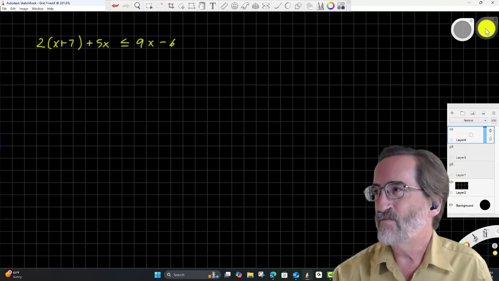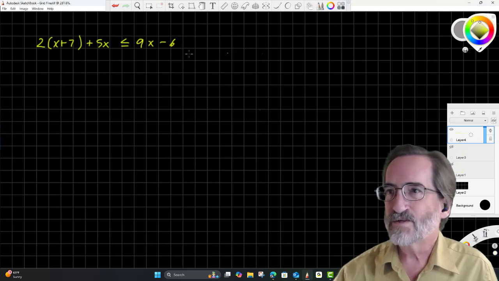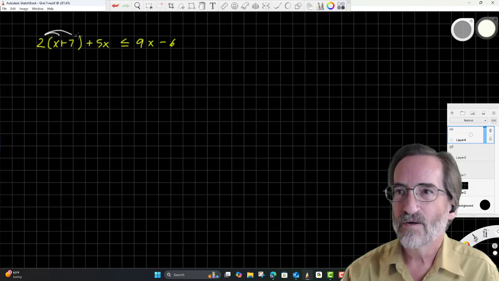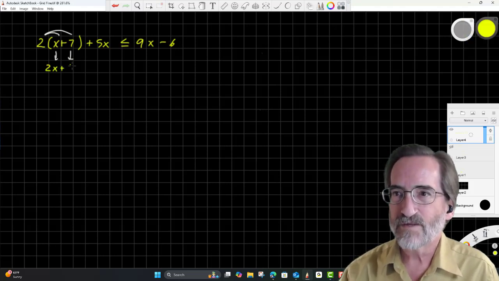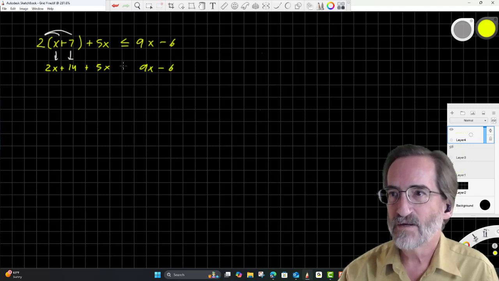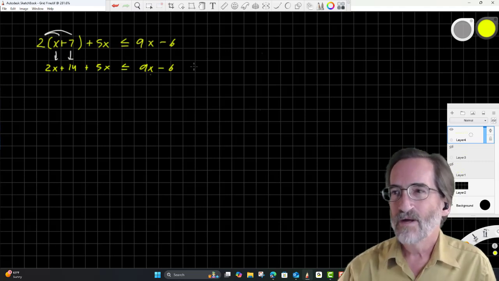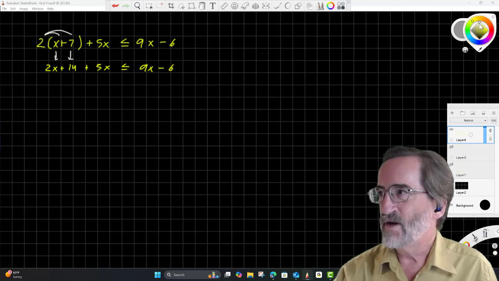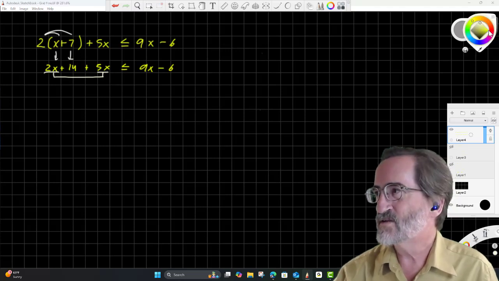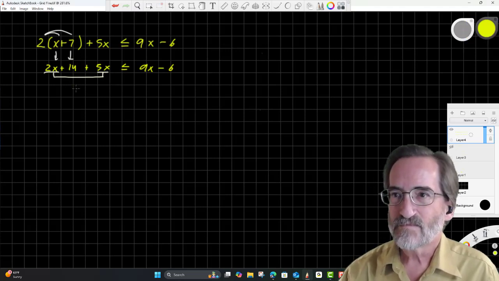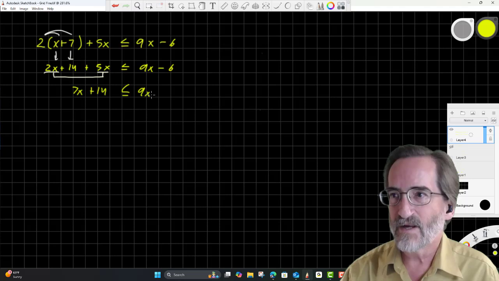Okay. Remembering the steps here. First I'm going to distribute the 2. And we're going to get 2x plus 14 plus 5x is less than or equal to 9x minus 6. A little regrouping, combining like terms. 2x's and 5x's are 7x's. So 7x plus 14 is less than or equal to 9x minus 6.